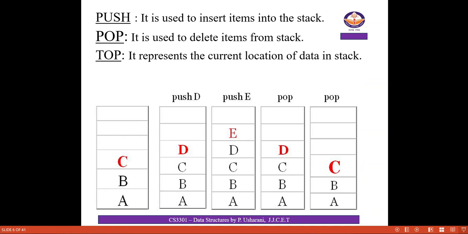Push operation is used to insert items into the stack. Pop operation is used to delete an item from the stack. Top represents the current location of data in the stack. In the stack, if you want to push D, it will be pushed after C. Similarly, we can push E. If you want to perform a pop operation, the item at the top of the stack will be popped out.